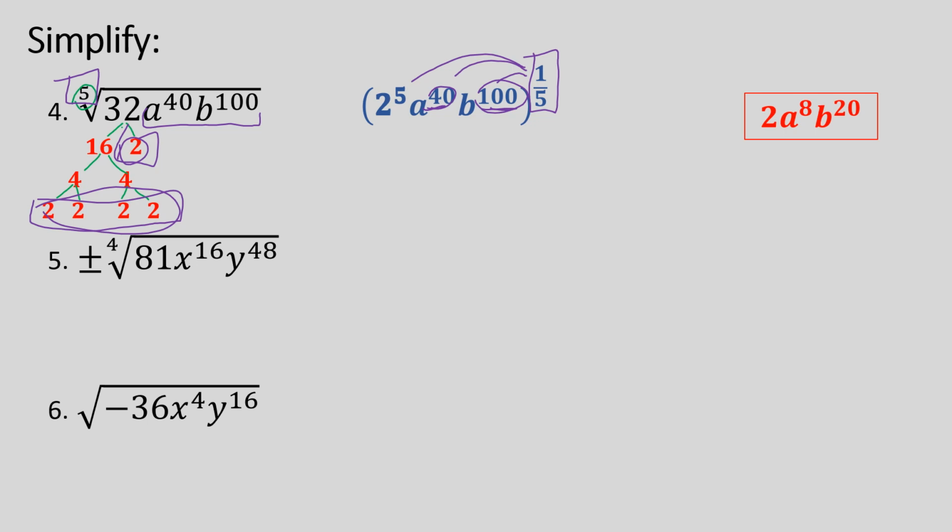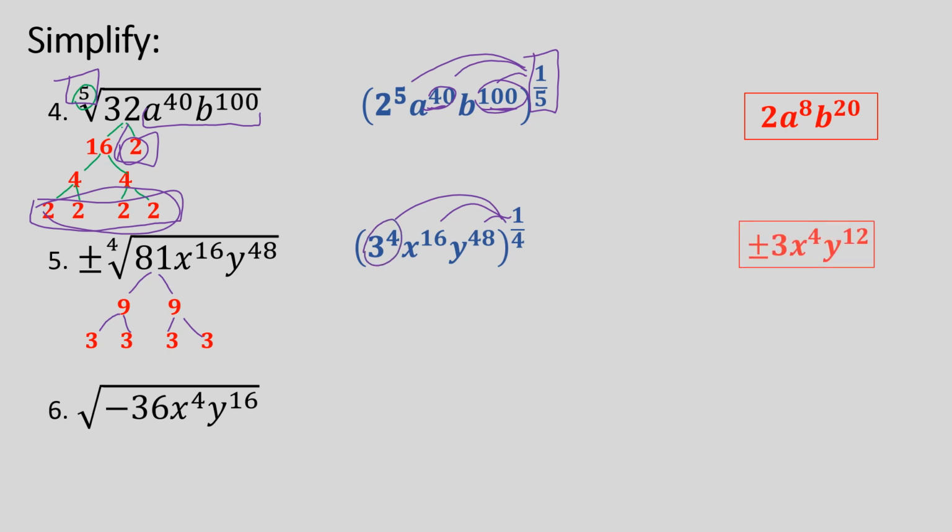All right, next one, fourth root of 81, x to the 16th, y to the 48th. Break down that 81, 9 and 9. Okay, again, we get a bunch of 3's. 4 3's, 3 to the 4th power. We're taking the 4th root of this along with all this other stuff. Okay, distribute that in. We're going to multiply those exponents. We have the fourth root of 3 to the fourth. We end up with plus minus 3x to the fourth y to the 12th.